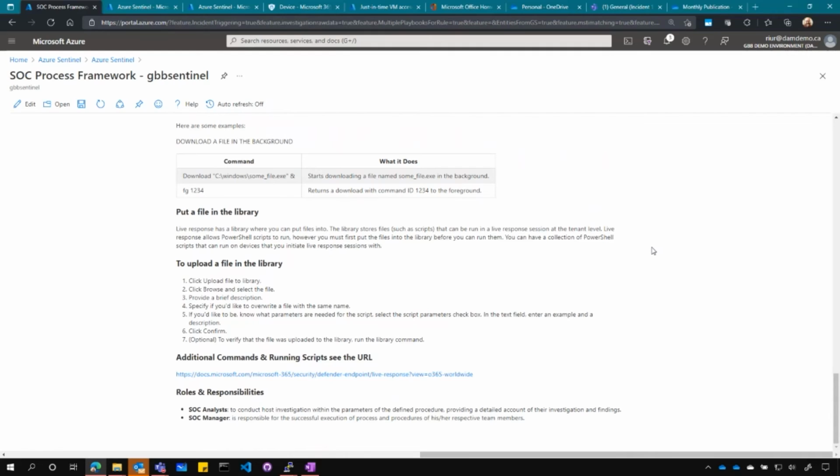The last piece, though, is around roles and responsibilities, where the SOC analysts are to conduct that host investigation within parameters. Parameters, again, that go back to the do no harm mantra, following a defined procedure that is either built in or expanded upon within this workbook, and or line of business procedures that you may already have, and then what that looks like. And then the SOC manager, as they're responsible for a successful execution of this process and procedure as it's tied back to this host analysis portion.